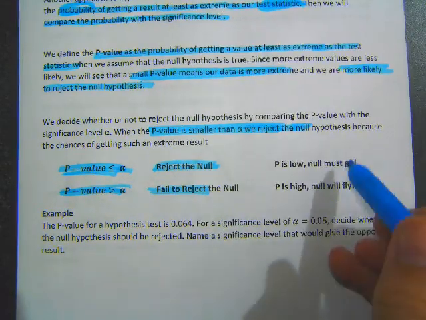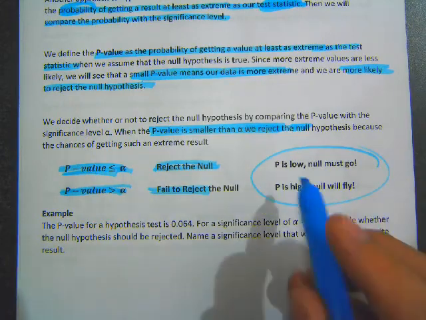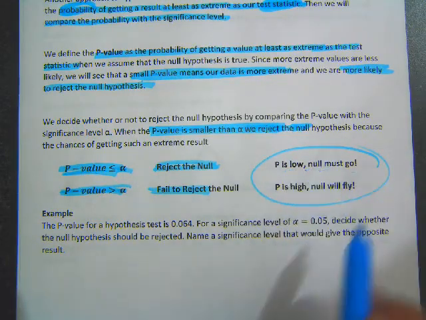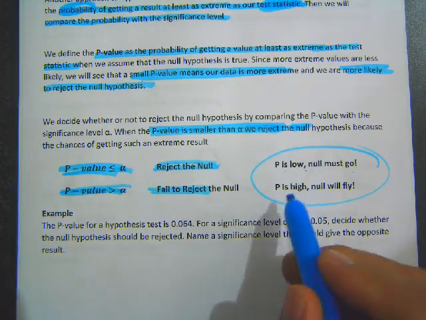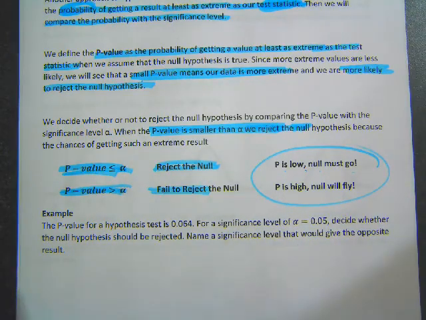Your book has this fun little way to remember how this works. It says, if the p is low, the null must go. So if your p-value is small, the null must go. If p is high, the null will fly. Remember, you can't prove the null, so you just have to let it fly. You just have to say, okay, I can't get rid of it.